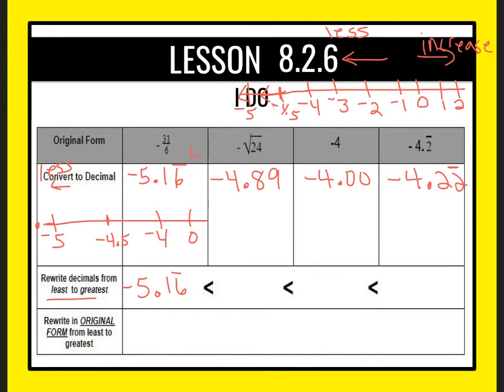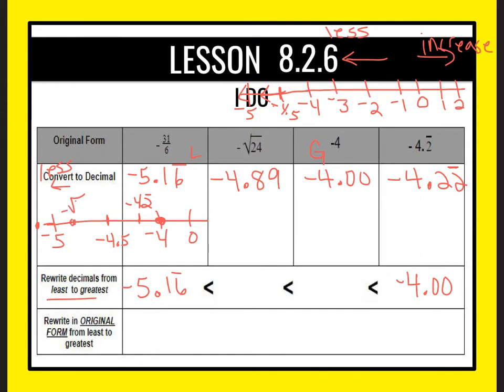Then, as I continue to look, I like to always find my greatest value. Well, I see -4 is going to be my greatest value, okay? So I can already write that right here, but I'm using my number line to help me. Now I end up with -4.2. Well, I know -4.2 repeating has to be before -4.5, and then the negative square root of 4.24 is going to be past that.